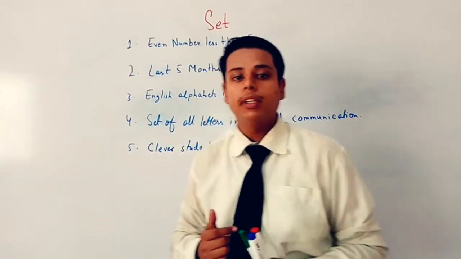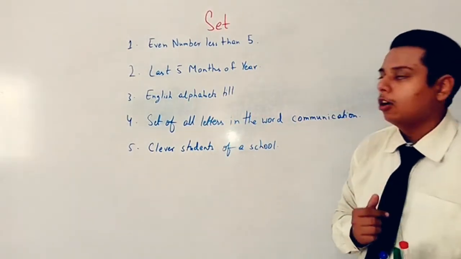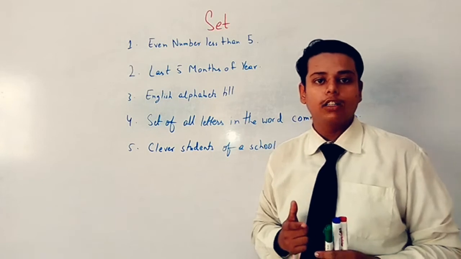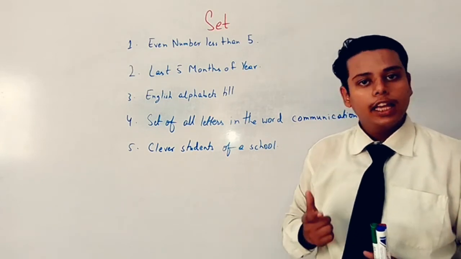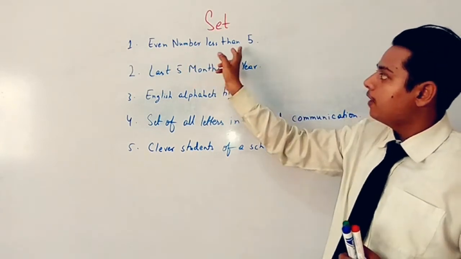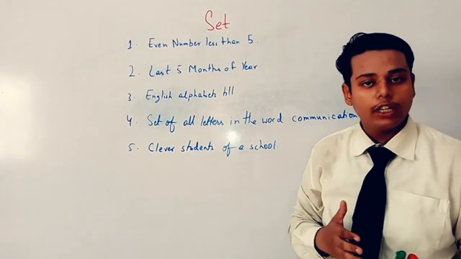Those numbers which can be divisible by 2, that is called the even numbers. And less than 5 means 5 से छोटे.